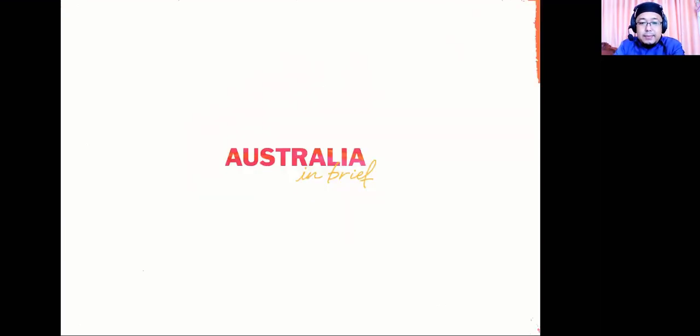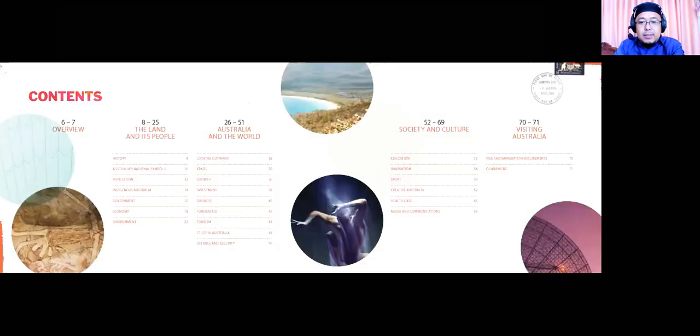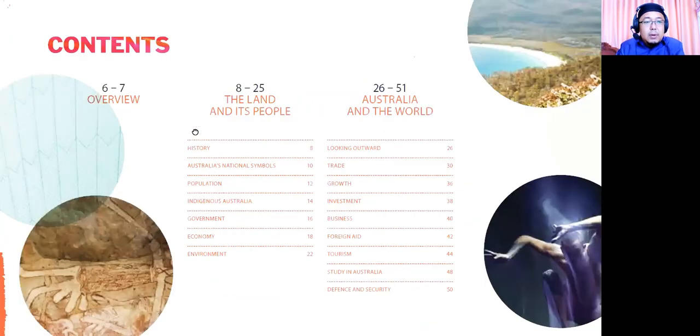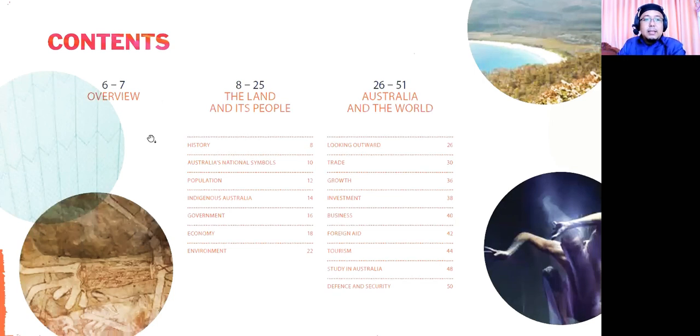Australia in brief. Okay, so this is so exciting. Now let's see in here. Oops, I'd like to zoom it. Okay, now, so this is the content. The content is from this brochure or leaflet, page 6 and 7. It has the overview about Australia.